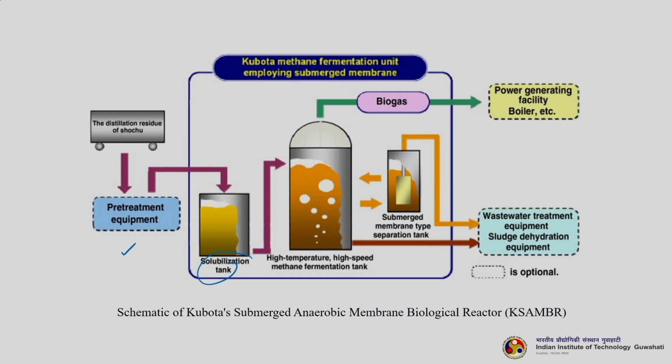Then it goes to the submerged membrane type of system here. So, it is a tank in which the membrane module is being submerged, okay, in an aqueous system. Then whatever is coming from the membrane system goes to the wastewater treatment equipment, right, and the sludge from the methane fermentation tank goes to sludge dehydration equipment, right. Then the biogas which is forming here goes for power generation facility, boiler, etc. Okay. So, this is an excellent system, it is in place in many installations around the globe and is found to be one of the best or efficient systems.